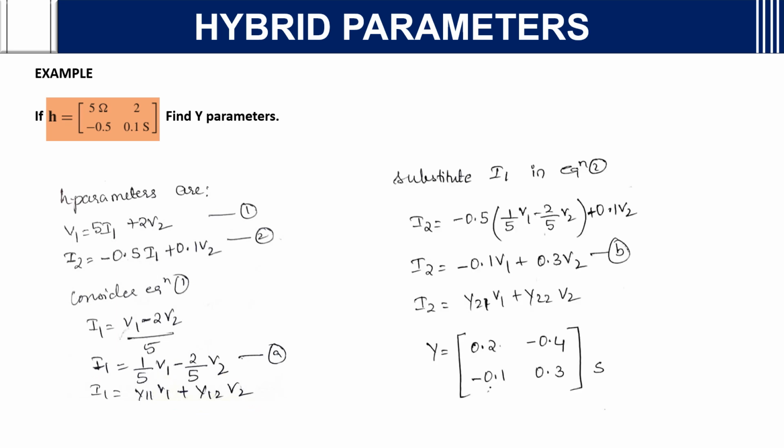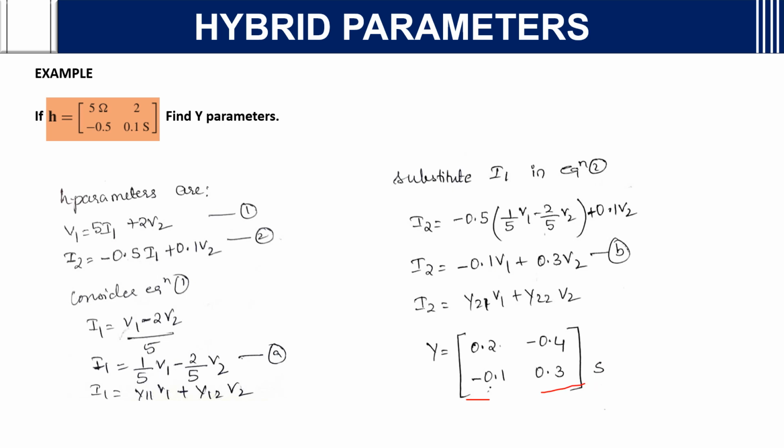Simple, no? Then substitute this I1 in equation 2. If you substitute in equation 2, what will you get? I2 is equal to minus 0.5 times (1 by 5 V1 minus 2 by 5 V2) plus 0.1 V2. So I2 is equal to minus 0.1 V1 plus 0.3 V2. This is the second general equation of the admittance parameters. So Y21 is minus 0.1, Y22 is 0.3. The Y parameters are all in Siemens. So 0.2, minus 0.4, minus 0.1 and 0.3 are the parameters.